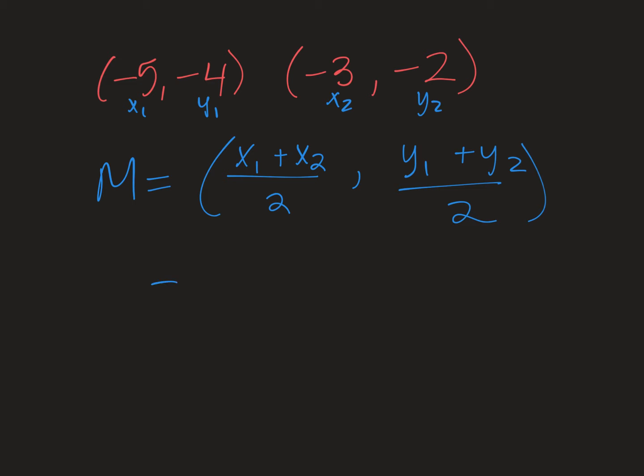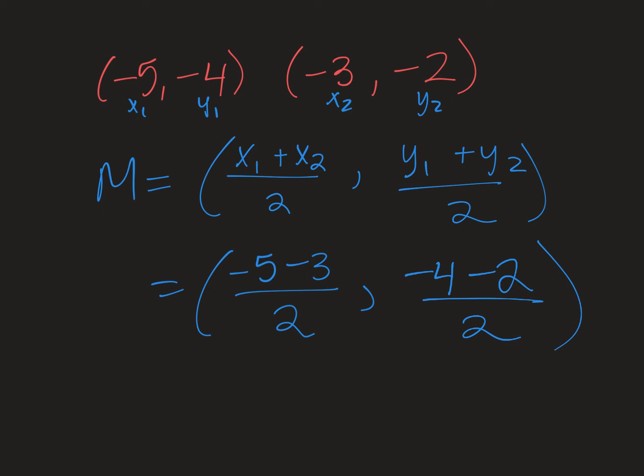So x1 is negative 5, x2 is negative 3. Since it's plus a negative, I just write minus 3 because I think it's easier to see. Then y1 is negative 4, and y2 is negative 2. So that gives you negative 8 over 2 and negative 6 over 2. So negative 4 and negative 3.